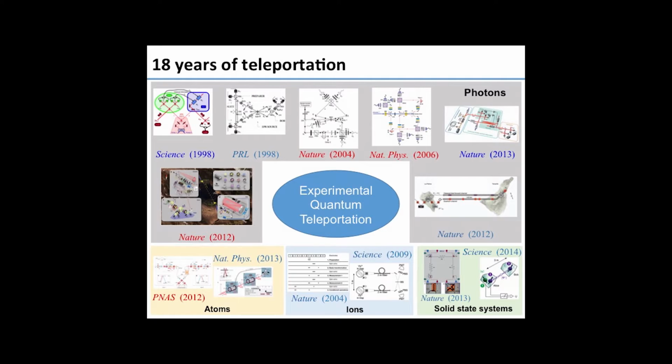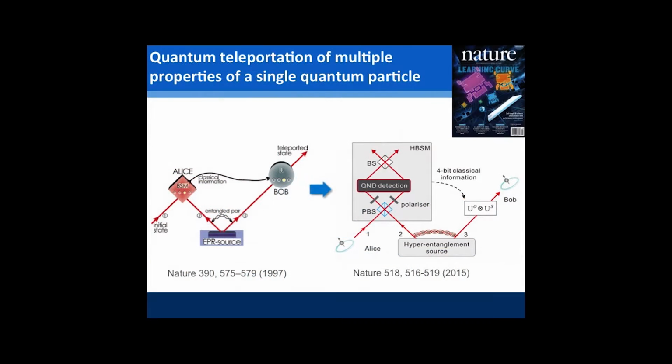But in the past 18 years, all the experiments have transferred just 1 degree of freedom or 1 qubit of any physical system, like the polarization of photons. But we know that even for the simplest fundamental particles like a photon, it has multiple properties or multiple degrees of freedom, like the frequency or wavelength, the polarization, and the orbital angular momentum. And for atoms, it can be even more complicated. Like for the simplest case, a hydrogen atom has many quantum numbers: the principal quantum number, the orbital, the spin, and so on.